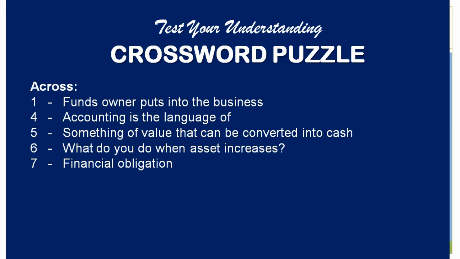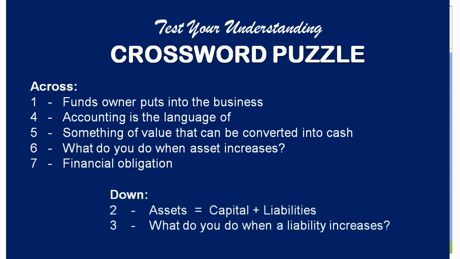Number 5, something of value that can be converted into cash. Number 6, what do you do when an asset increases? Number 7, it's a financial obligation. And then downwards, number 2 is assets is equal to capital plus liabilities. What does that represent? And number 3, going down, what do you do when a liability increases? Fantastic. So those are the clues that you'll use to complete the crossword puzzle.